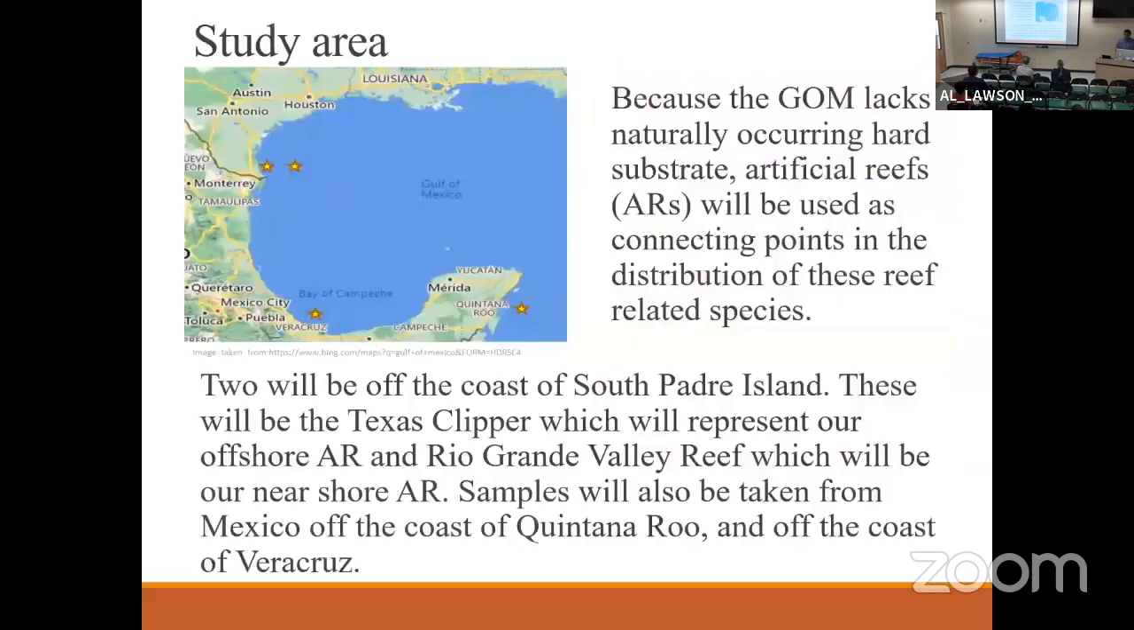So, the study area. Because the Gulf of Mexico lacks naturally occurring hard substrates, such as naturally occurring reefs, artificial reefs will be the connecting points of the distribution of these reef-related species. I do want to point out that whenever this project started, we tried to keep it consistent, which would be finding artificial reefs within our other areas, but I'll get into that in a moment.